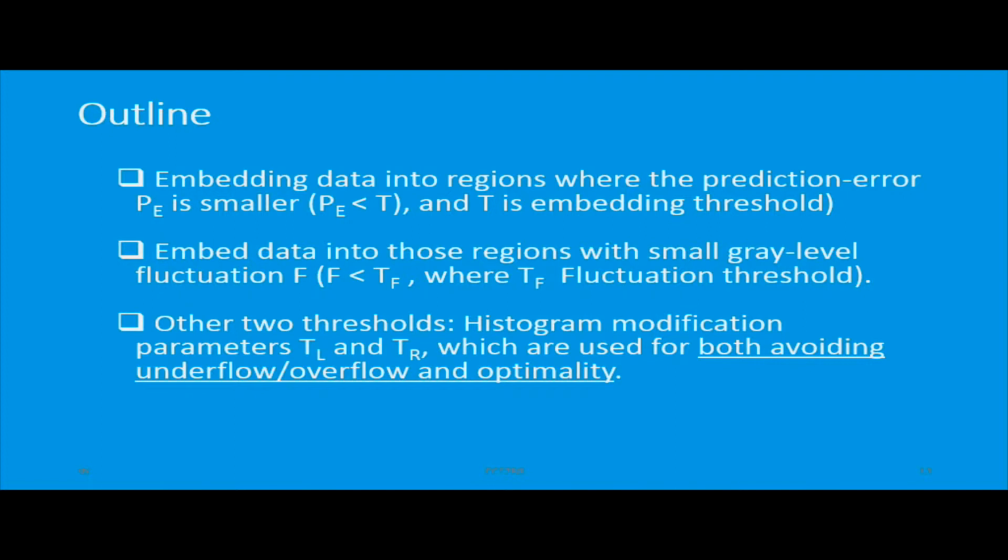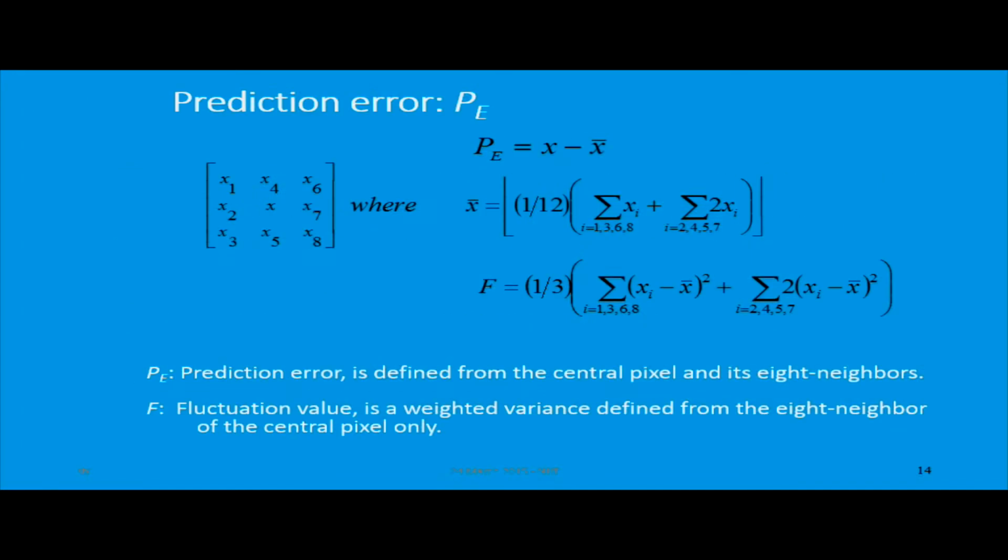Then TL and TR try to prevent the overflow and underflow. But in this work, different from what we did before, we utilize TL and TR for optimality as well. Namely, we not only want to avoid the underflow and the overflow, but also we try to adjust these 2 parameters to achieve optimality.